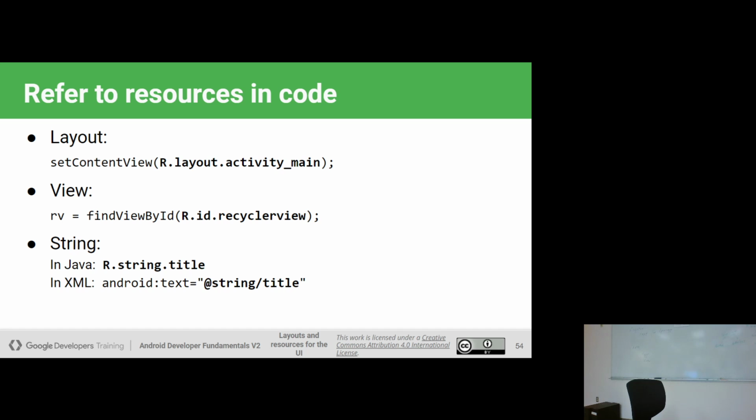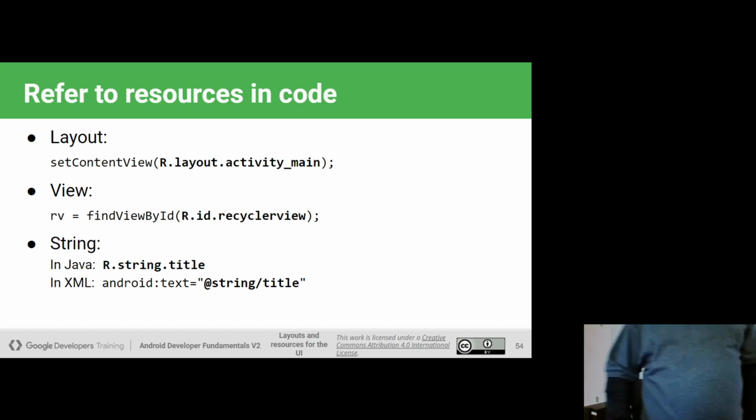R.layout.activity_main. So you can see the first part of this is always R, which is that generated resource class. Every app gets their own R class. It's generated based on the resources they have. So you're going to say R, then the type of resource that it is, and then the ID of the resource. So R.layout.activity_main. All of these constants give you integers. They never actually give you objects.